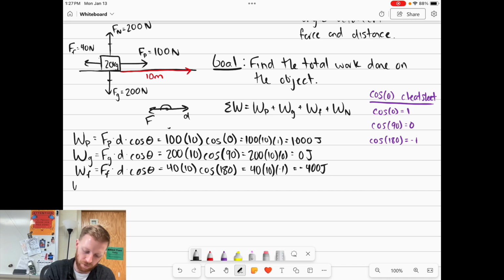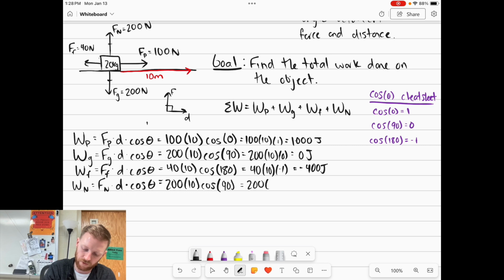Lastly, let's look at the normal force. So work done by normal. That's going to be the normal force times distance times the cosine of the angle between those two. It'll be 200 times 10 times the cosine of what? If you're catching on, you can just figure out the problem there. But if we look, we've got force up, distance here, 90 degrees, and the cosine of 90 is 0. So this looks just like gravity. 0 joules.